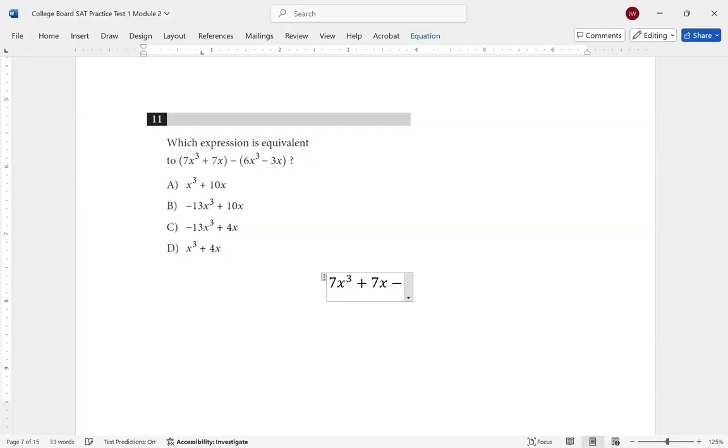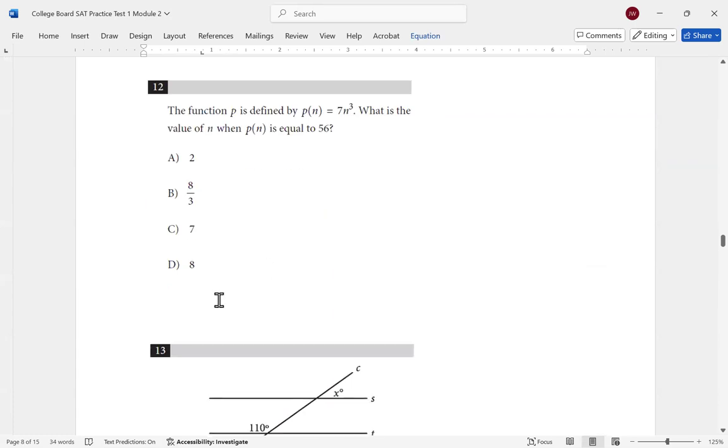But we're going to be subtracting 6x raised to the third power. And then when I subtract a minus 3x, that's like adding 3x. So what I end up with when I combine like terms is a 1x raised to the third power, or I can just say x raised to the third power. We don't have to write the coefficient of 1, plus 10x. And that's option A. And so the answer to number 11 is option A.